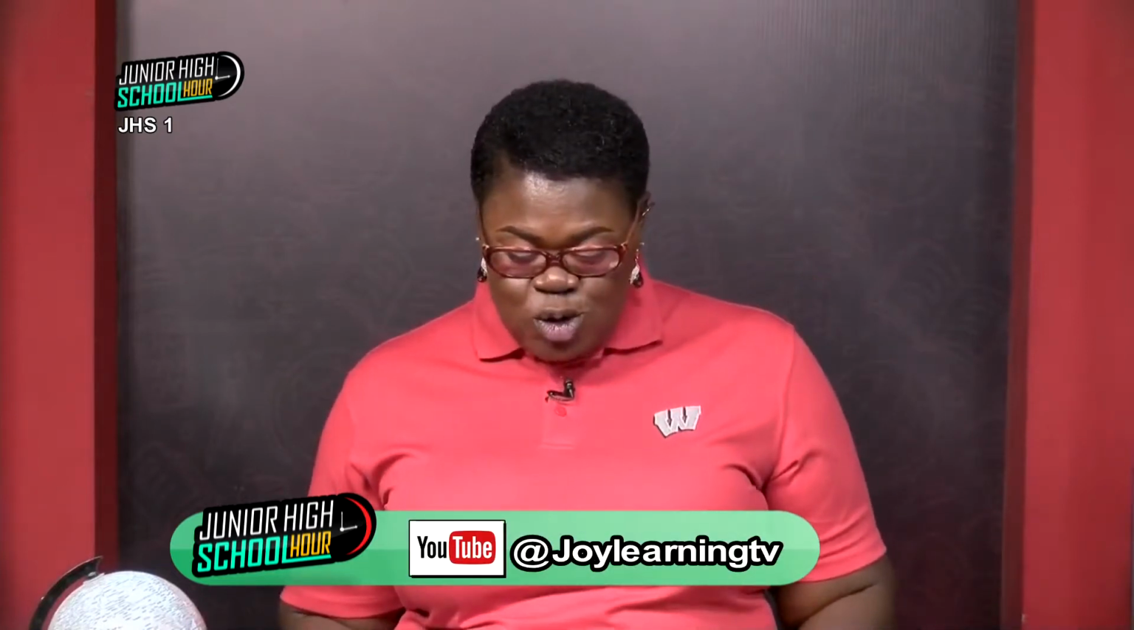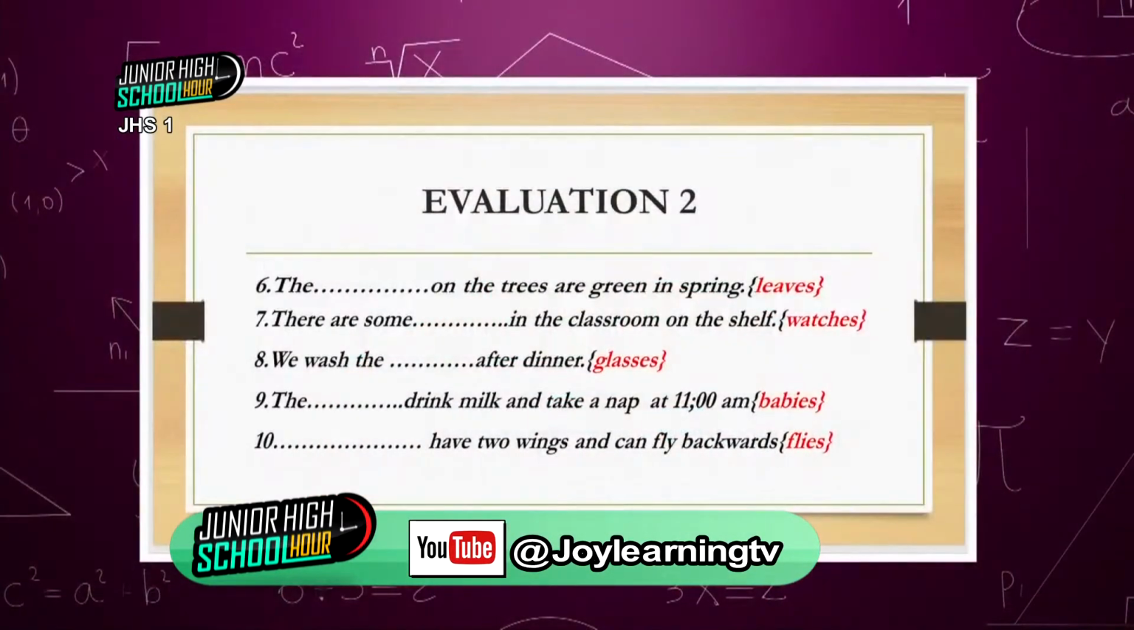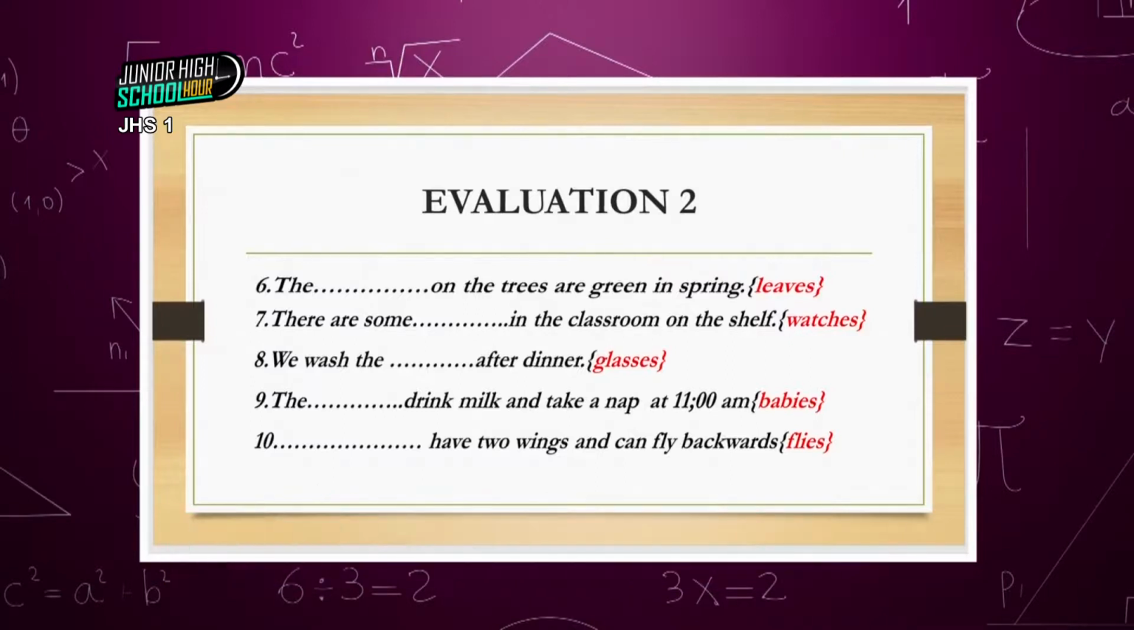The 6th one: the dash on the trees are green in spring. My correct answer, I have leaves. So what is going to be in the space?